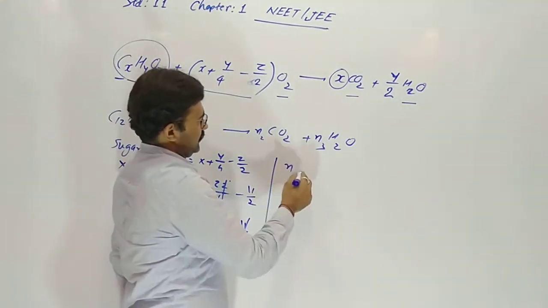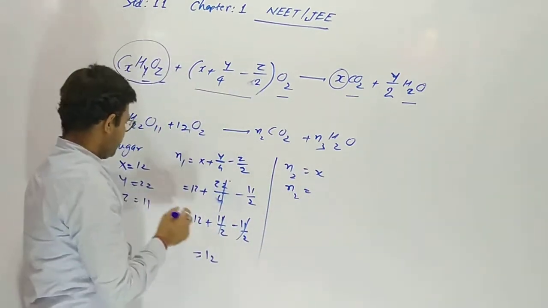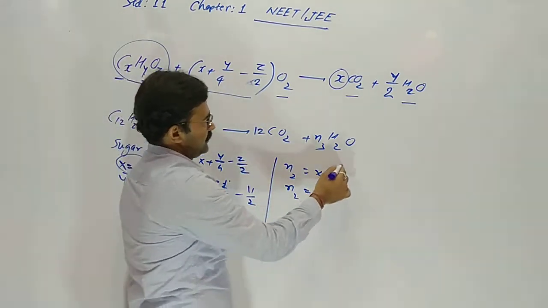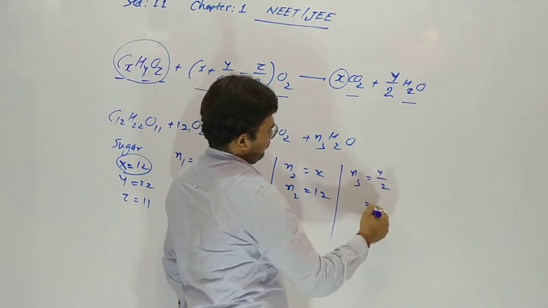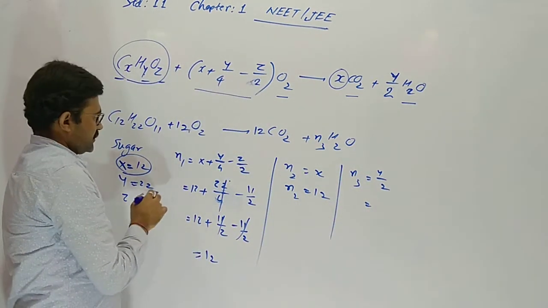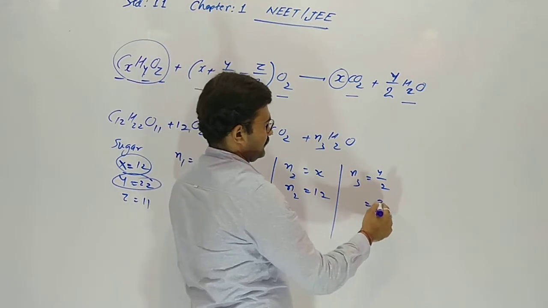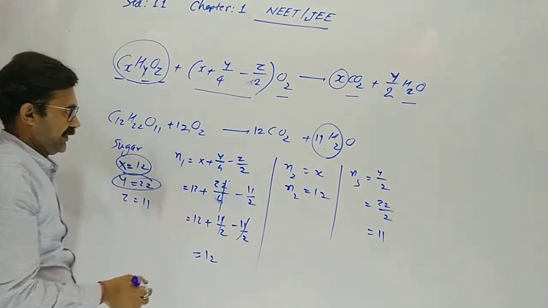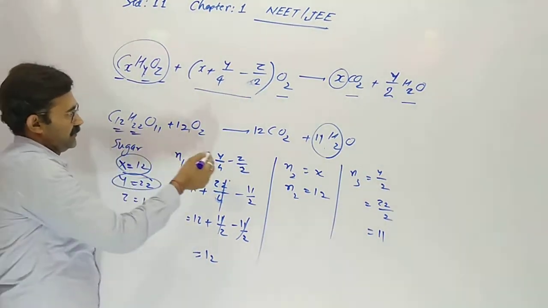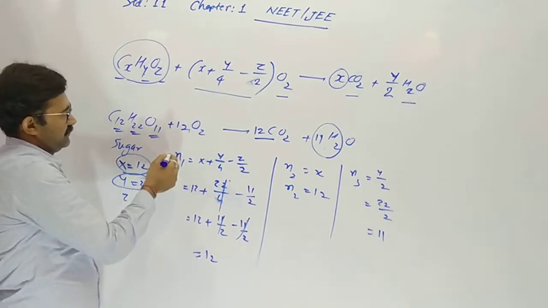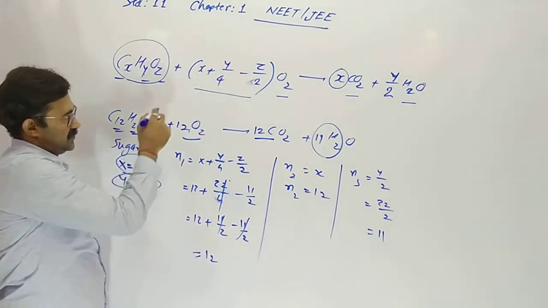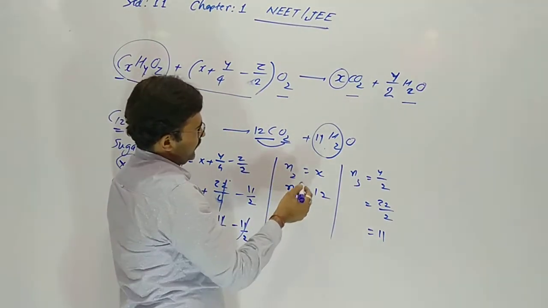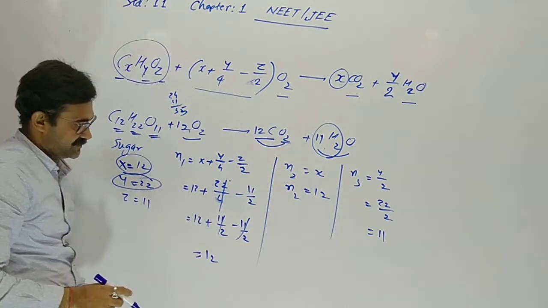Now what about N2? N2 equal to x, which is 12. So 12 CO2. What about N3? It is y by 2. So y means 22, by 2, 11. 11 twos are 22 hydrogen. So 22 hydrogen, 12 carbon. 11 plus 24, so 24 plus 11, 35 oxygen total. Here 12 twos are 24 and 11, 35. This is the balanced equation.